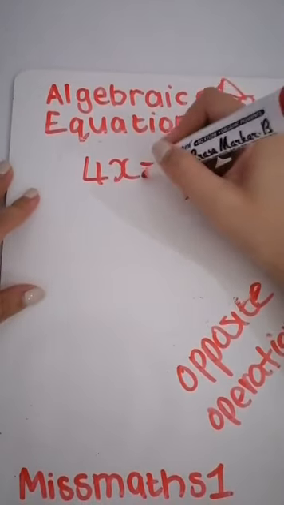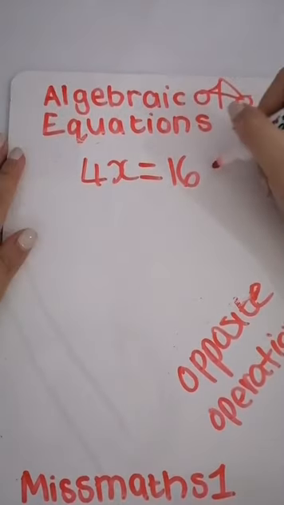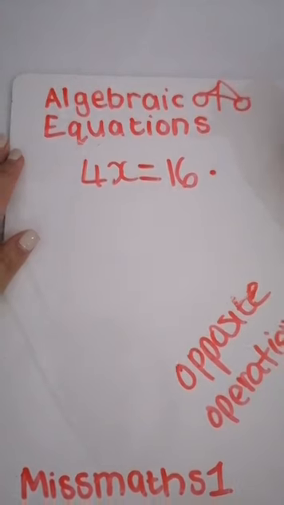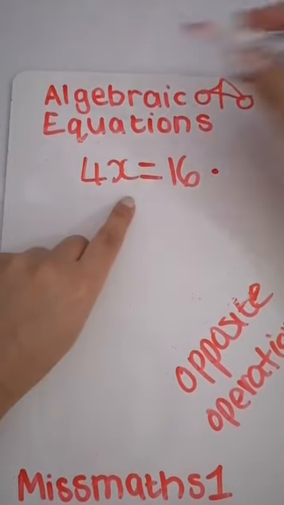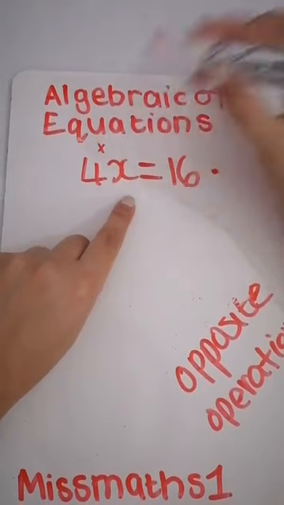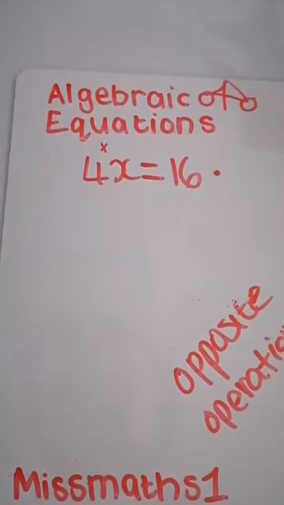4x is equal to 16. Okay, guys, based on what I've written on the board, any guesses? What do you guys think the value of x is? Remember, this is 4 times x. It's an invisible times. So 4 times what gives me 16?